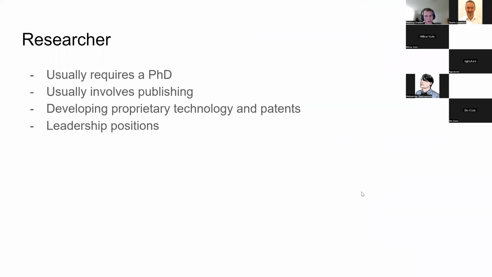One of them is researcher. Research positions usually require a PhD, and they usually involve some sort of publishing. If you saw the Google Quantum Supremacy experiment, it was actually a publication, and most of the leads of that project have a PhD and were also professors at one point. A researcher's job usually involves developing proprietary technology and patents, and most of the people with a PhD end up in leadership positions simply because they're already more familiar with the field.